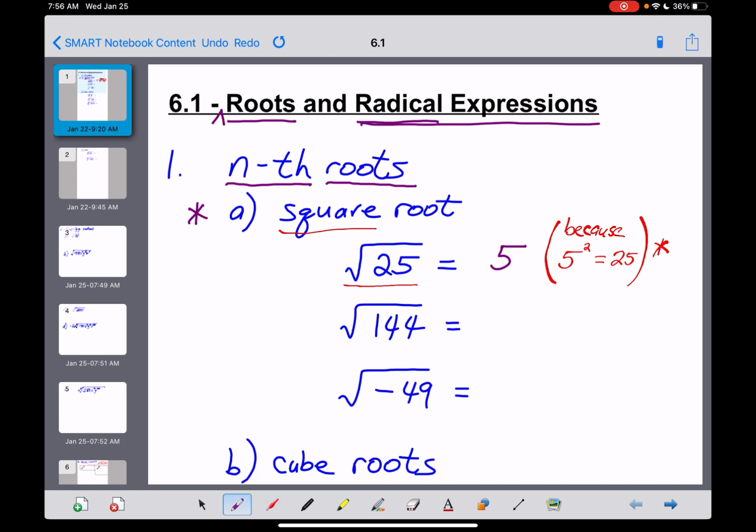Okay, let's go just a little bit further. The square root of 144, again, we're asking ourselves what number squared, or what number times itself, is 144. That answer is 12, nothing new.